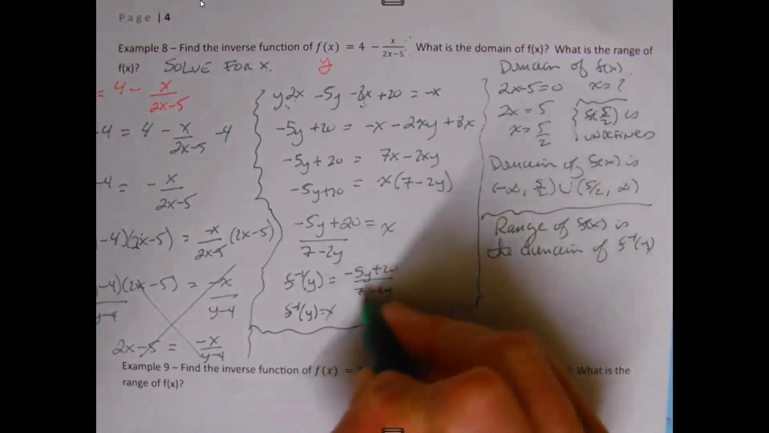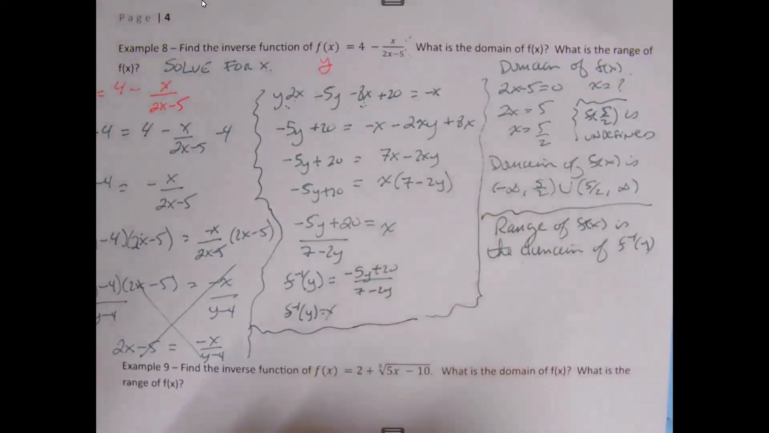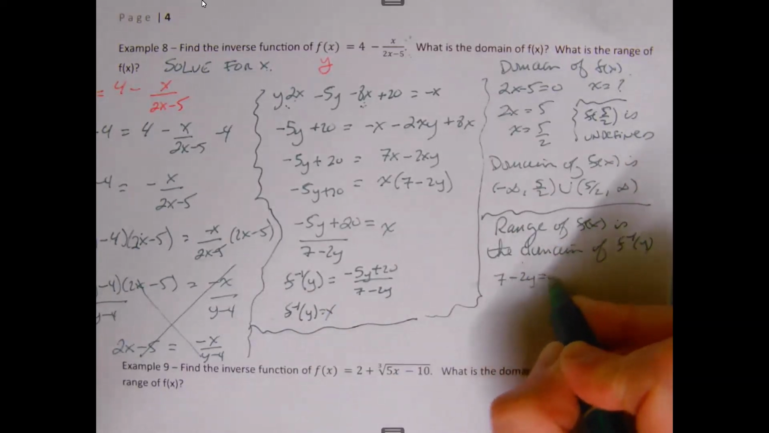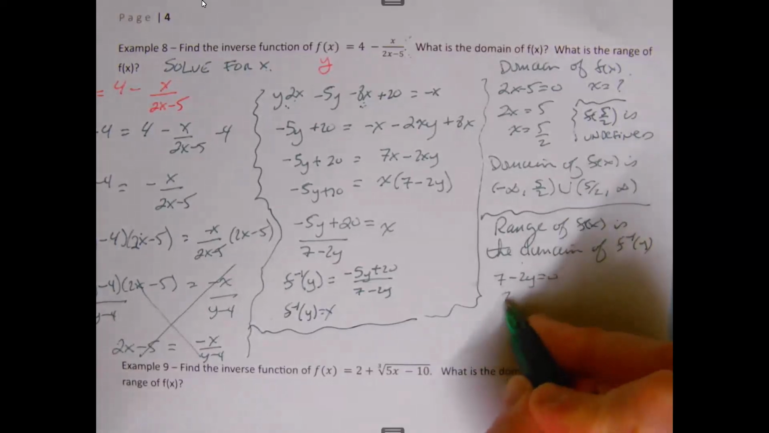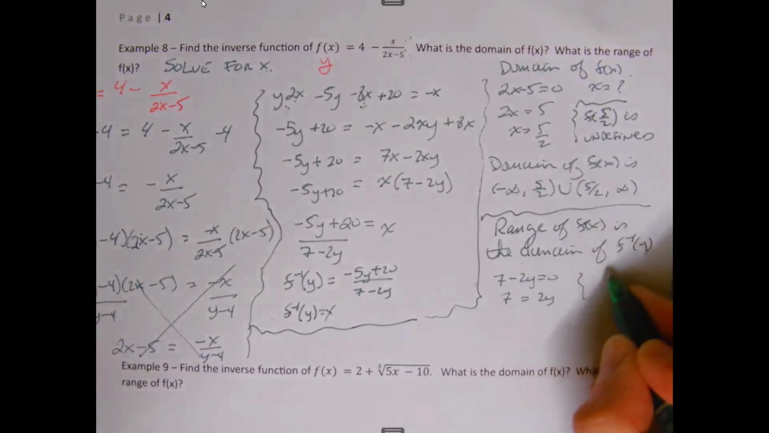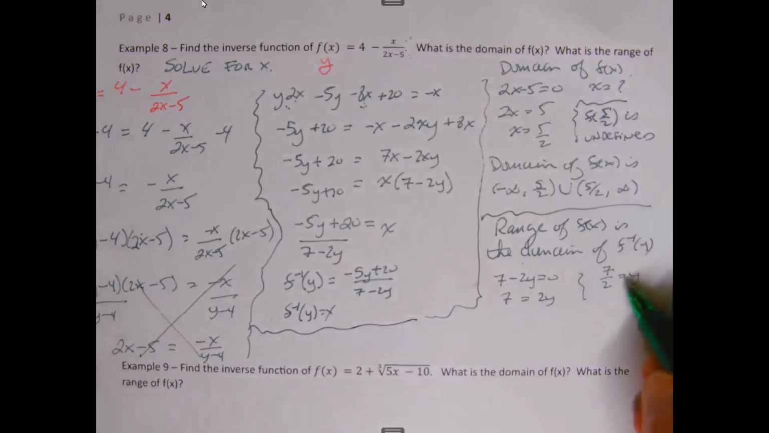But again, now let's say it's another fraction, so same scenario. What causes this denominator to equal 0? So we'll set this equal to 0. I'll add 2y to both sides. Divide by 2. And there we got it. What we have is that at 7 halves, f inverse of y is not defined.